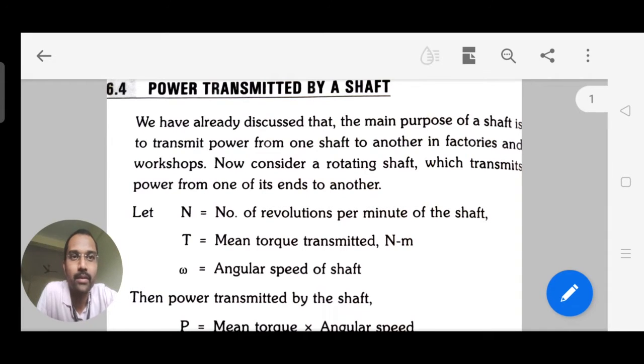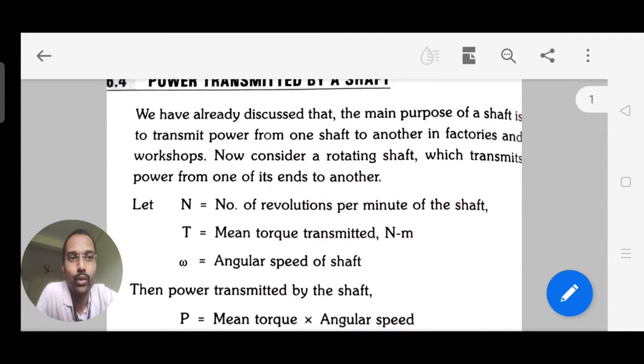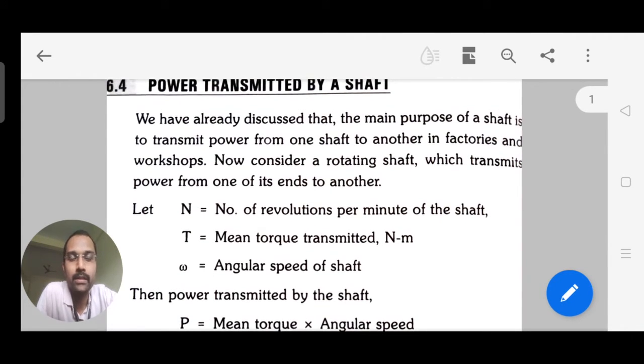As a part of our introduction, we have discussed the purpose of a rotating shaft, where it is used to transmit power from one end to the other, from one point to another. We took examples like the lathe machine, where it transmits power from the electric motor to the machine component, and that is the main purpose. Now, mathematically we will find how to get the power.